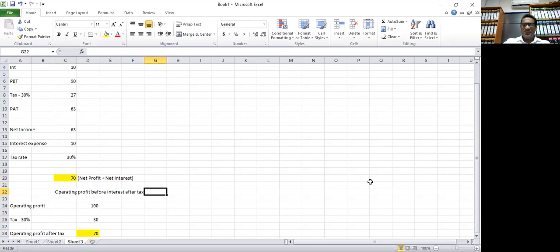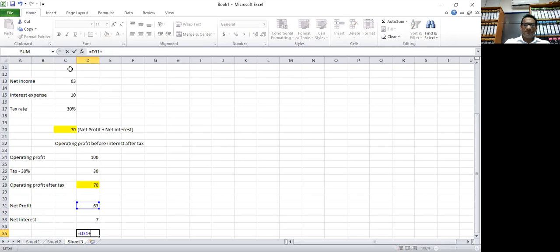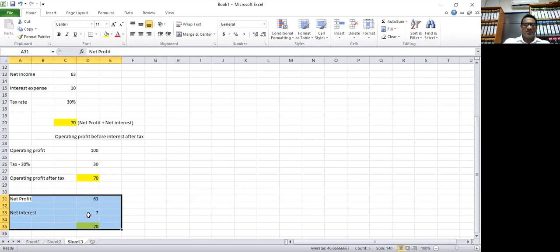So we can do another reconciliation. We know net profit is 63. Different ways of getting the same answer. PAT is that, and net interest. Net interest is 10 into 1 minus 30%, that is 7. So these two together, you get the same answer. So 3 different computations. So this is one computation.